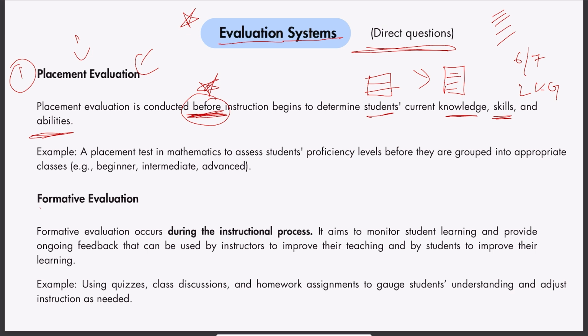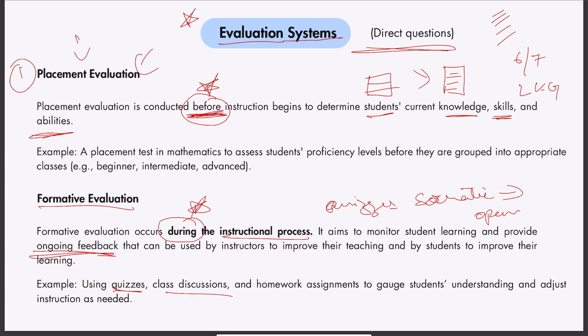Next, we have formative evaluation. It occurs during the instructional process, whereas placement is before. Like small quizzes that teachers can ask: did you understand? Socratic style of questioning. Open-ended questioning to understand whether you're understanding or not. So, ongoing feedback using quizzes, class discussions, and homework assignments during the instructional process.